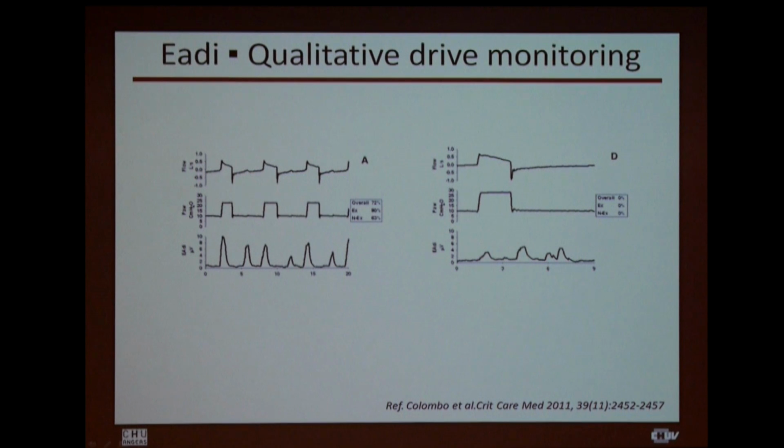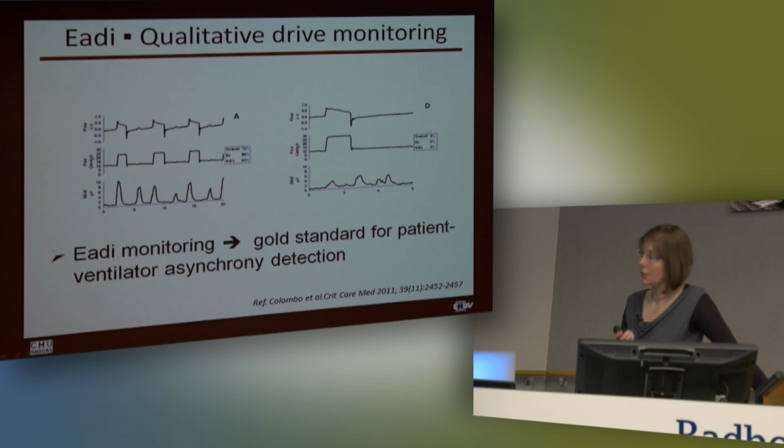If now we had the electrical activity of the diaphragm monitoring, we can easily see that we have, in fact, 6 patient breaths here, and here we don't have 1, as we could have thought based only on the flow and pressure curve, but we have 4. Interestingly, when experts were asked to count the number of breaths by only looking at flow and pressure curves, no expert said that there was more than 1 patient breath. From that, we can say that EADI monitoring is a gold standard for patient ventilator asynchrony detection.